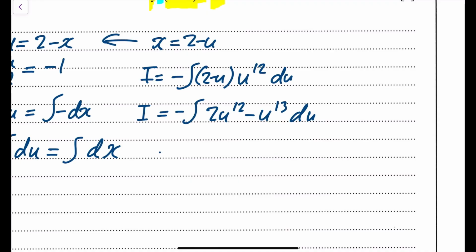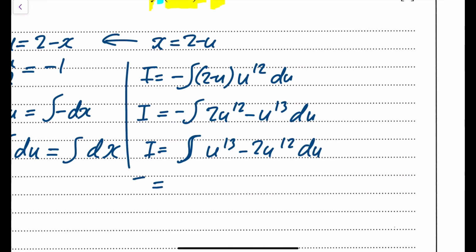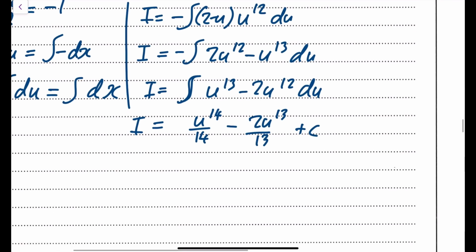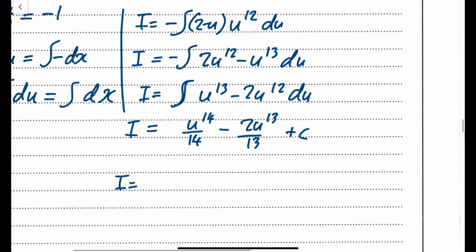Now probably easier to multiply in by that minus. So multiply in by that minus, and you're just going to get the integral of u to the power of 13 minus 2u to the power of 12 du, and then if we integrate, you're going to get u to the power of 14 over 14 minus 2u to the power of 13 over 13 and plus c. Now the trick here is, instead of just firing in the x at this stage, take a common denominator.